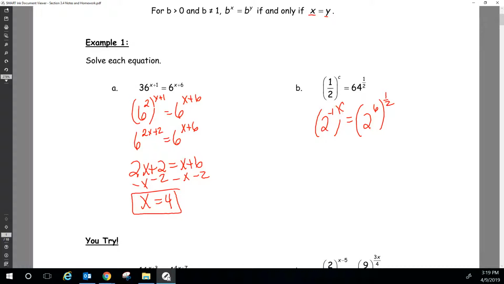Again, multiplying my exponents here, I've got 2 to the negative c is 2 to the 6 times 1/2 is 3. So negative c is equal to 3. So c is equal to negative 3.